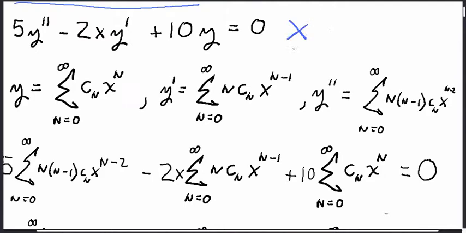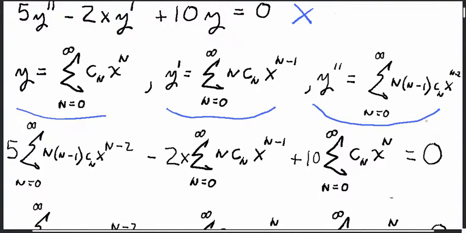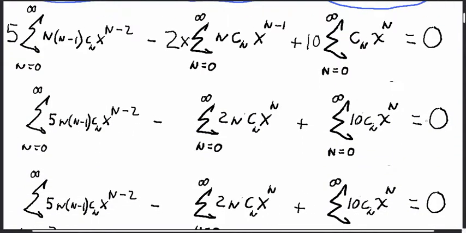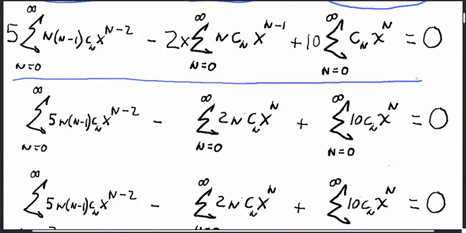Okay, and the idea is that we have these three infinite series. One for y. If we differentiate y, we get y prime. If we differentiate y prime, we get y double prime. So what we'll do is we'll plug those into the differential equation, as you see in this line. Okay, and now we will manipulate the infinite series until we can get a nice recursive relationship amongst the coefficients.